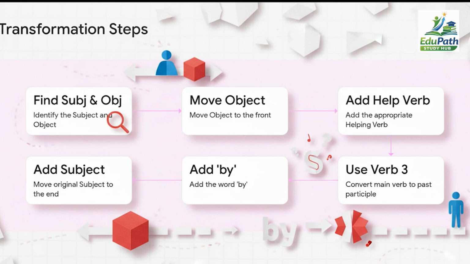Step 1. Find your subject and object. Step 2. Take that object and move it to the very front. Step 3. Add the appropriate helping verb. Step 4. Convert your main verb into verb 3, that's the past participle. Step 5. Add the word by. And finally, Step 6. Move your original subject to the very end. If you execute those 6 steps, your sentence is going to render perfectly every single time.